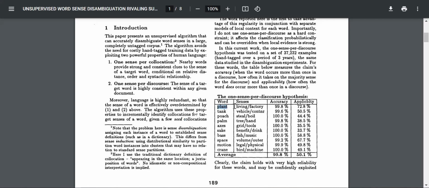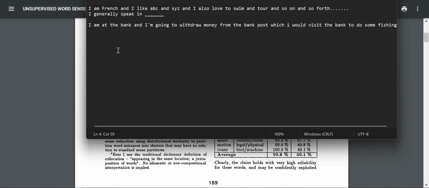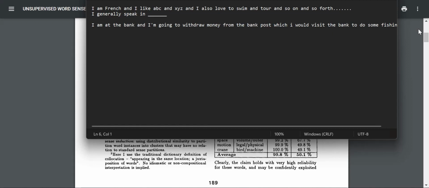So if a word plant is there, it has two senses: a living plant or a factory plant, so a nuclear power plant. What accuracy is implying is, when the word occurs more than once, how often does it take on the majority sense for the discourse? So suppose you have a sentence and the sentence is dealing with plants. Let me just give you an example of what I think they're trying to imply.